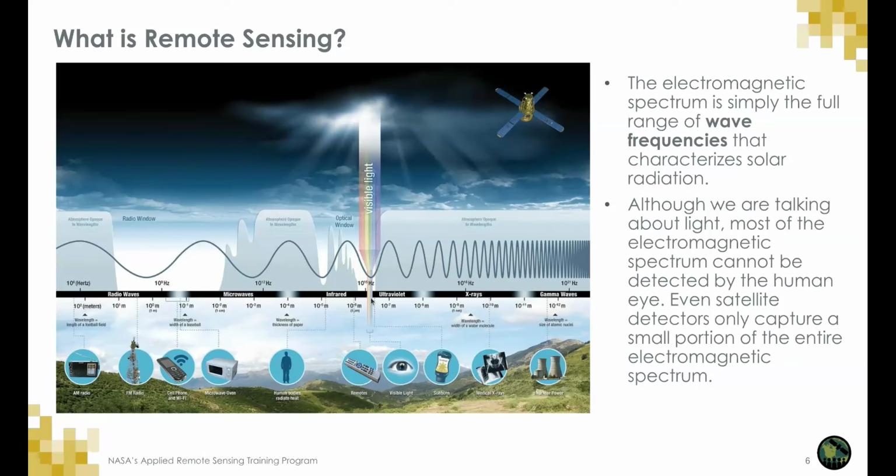There are those that reflect a lot of heat, and then there are those that absorb a lot of heat, and we'll be able to look at how that property enables us to discern and identify objects that are visible within Earth observation data.